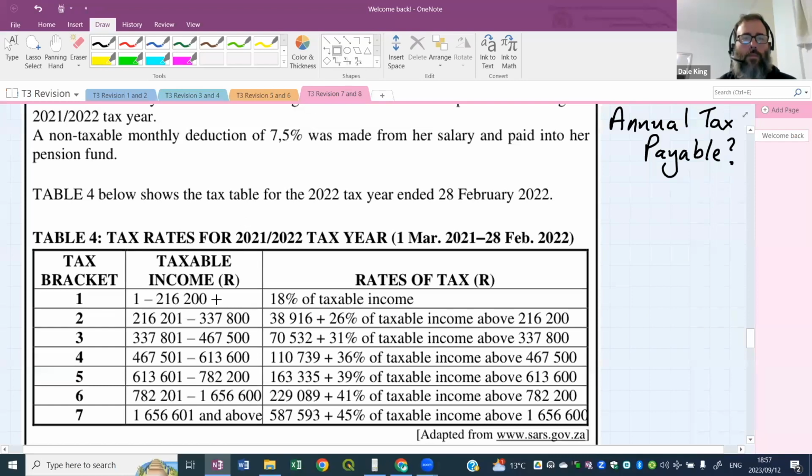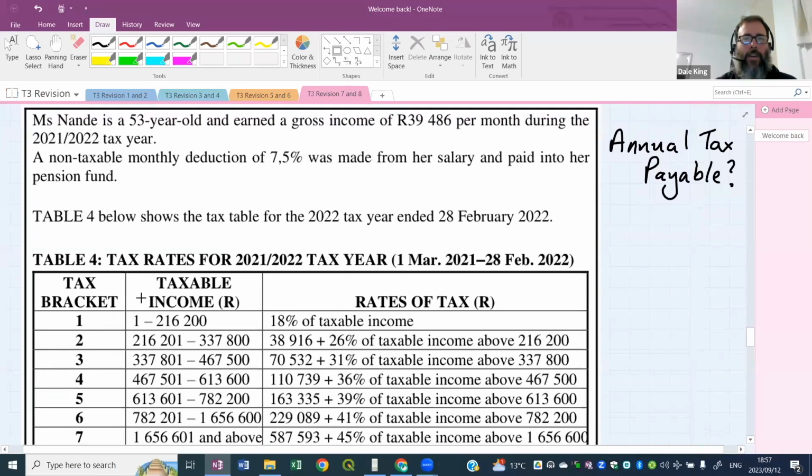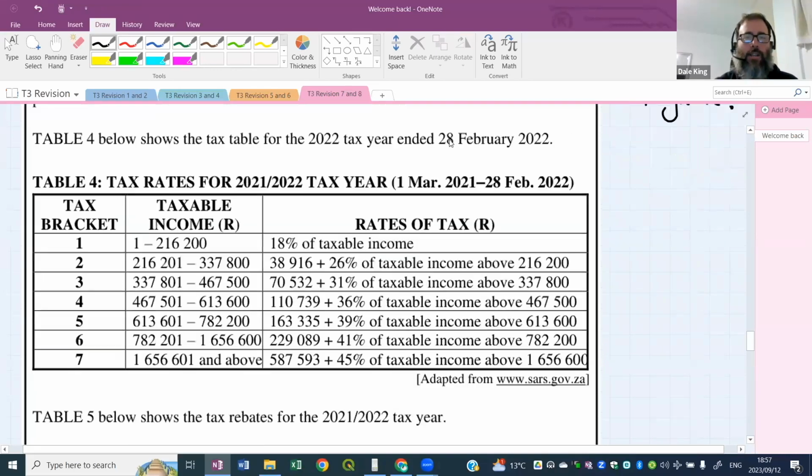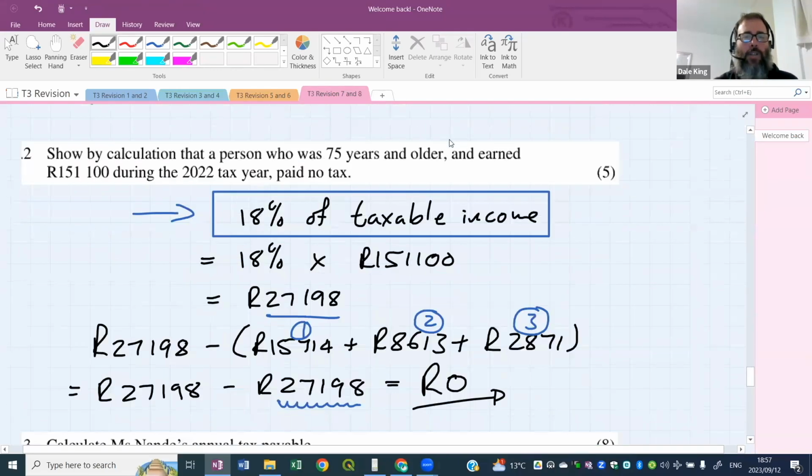You first start off with the annual income. You times it by 12. All right, so we need to find the annual income. So the person that just asked me a question about divide by 12, here they give us a monthly income. But this is an annual tax table. We can't work with a monthly figure in an annual tax table. We've got to get an annual figure. So this income of 39,486, we got to know how much is that in a year.